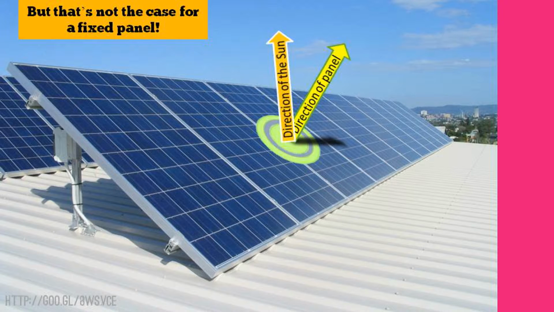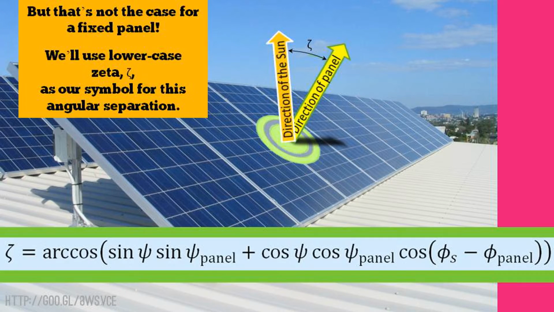So, here's our fixed panel. We aren't in general going to have the sun exactly in the same direction as the orientation of the panel. In general, the sun will be pointing in a different direction, and so there'll be a vector that describes the direction where the sun is right now, the azimuth and elevation of the sun, and there'll be some elevation and azimuth that describes the orientation of the panel. And the question is, how different are they? That's what describes how much radiation is incident upon your panel.